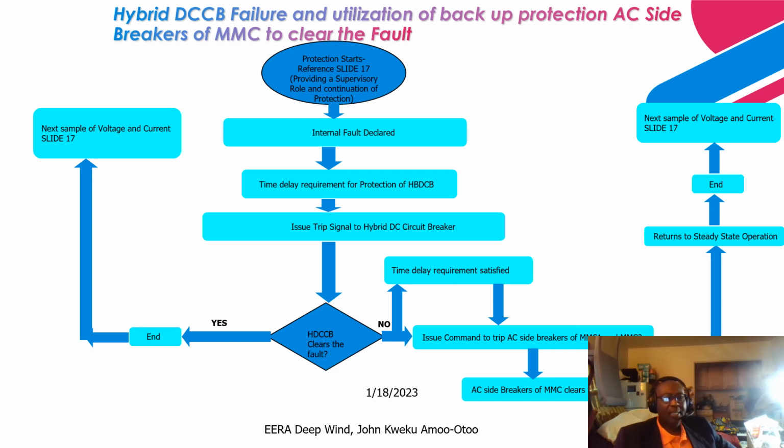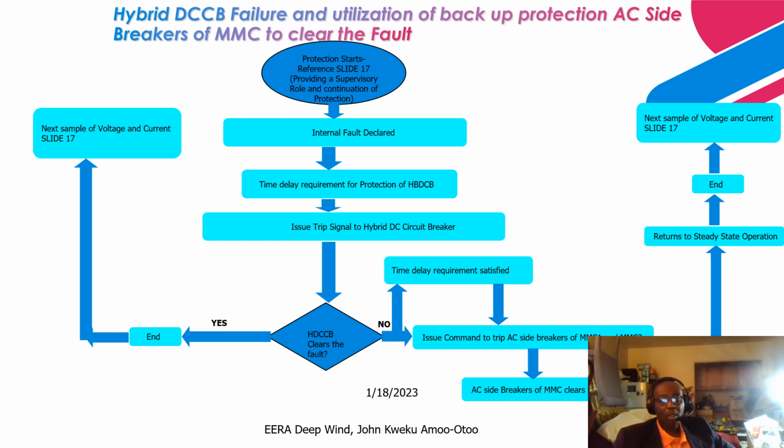The next slide is the utilization of the AC side circuit breaker of the MMC as a backup protection for the failure of a hybrid DC circuit breaker. As you can see, this is the continuation of protection. If an internal fault is declared, then I have a time delay for the protection element of the hybrid DC circuit breaker, and after that it issues a trip signal to trip the DC circuit breaker. If the DC circuit breaker is able to clear the fault, it works as it's supposed to, so I have a yes, then an end, and it goes back to the cycle of sampling voltage and current measurements.